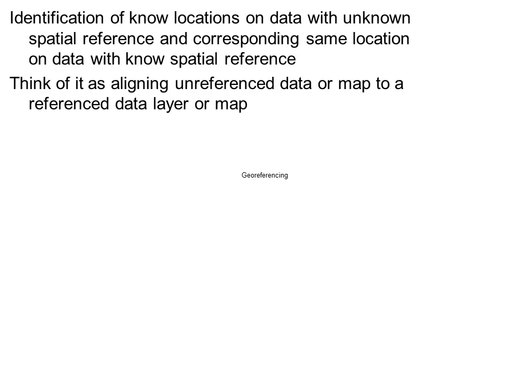Identification of known locations on data with unknown locations, spatial reference and corresponding same location on the data with a known spatial reference. Wow, that's a lot of words. What we're talking about is this concept of georeferencing, and so it's easiest to think of it as aligning unreferenced data on one map to a reference data layer on another. So imagine this. You've got one map that has the proper GIS related information to it, and then you have a picture. It's of the same place as the map, but it's just a picture.